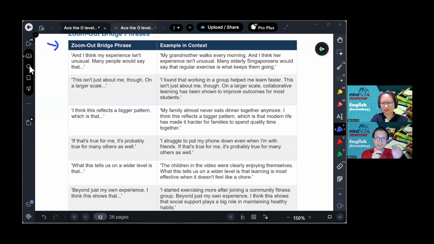Before that, you're telling your story, right? Tell your story, tell your story. Don't just get stuck there. Zoom out. I think this reflects a bigger pattern, which is that if that's true for me, it's probably true for many others as well. I'm not saying it is definitely true. I'm saying it's probably true for many others as well. What this tells us on a wider level is that beyond just my own experience, I think this shows that. So these are the zoom out phrases which will help you to move beyond the prompt.